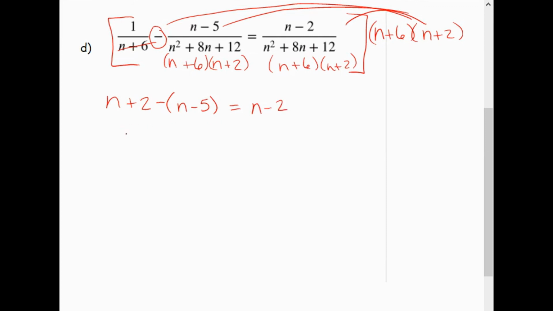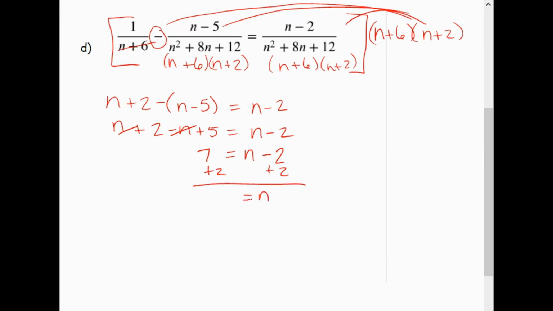All right, let's solve using that good old algebra. So we have n plus 2 minus n plus 5 is equal to n minus 2. So these go away. This is 7 equal to n minus 2. Add 2 and we have that n is equal to 9. All right, let's look at our original problem. Is 9 a part of the domain? It appears that 9 is okay as a part of our domain. We don't have to exclude it. So then our solution is n equals 9.